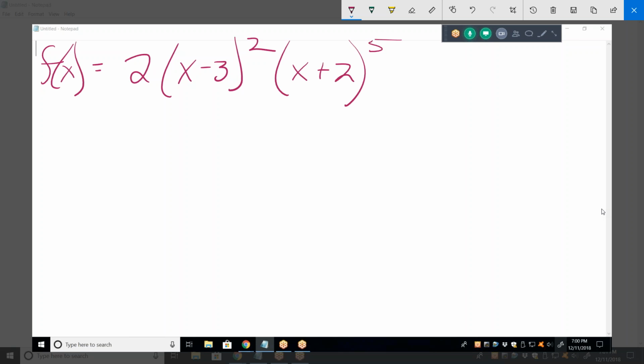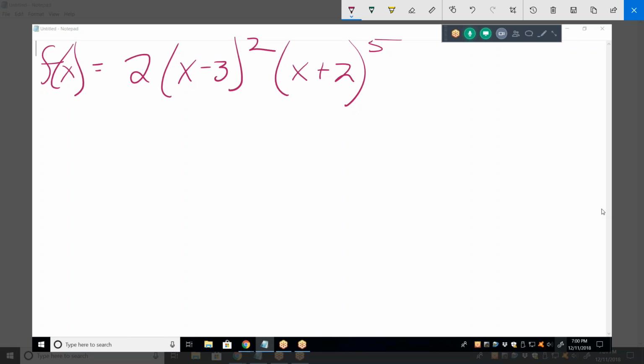I'm betting that you've learned about multiplicity. Yeah, I think so. Okay. So what's the question here? It says find all the zeros of the given function and tell whether they will cross the x-axis or be tangent to the x-axis. Okay. That's all about multiplicity.